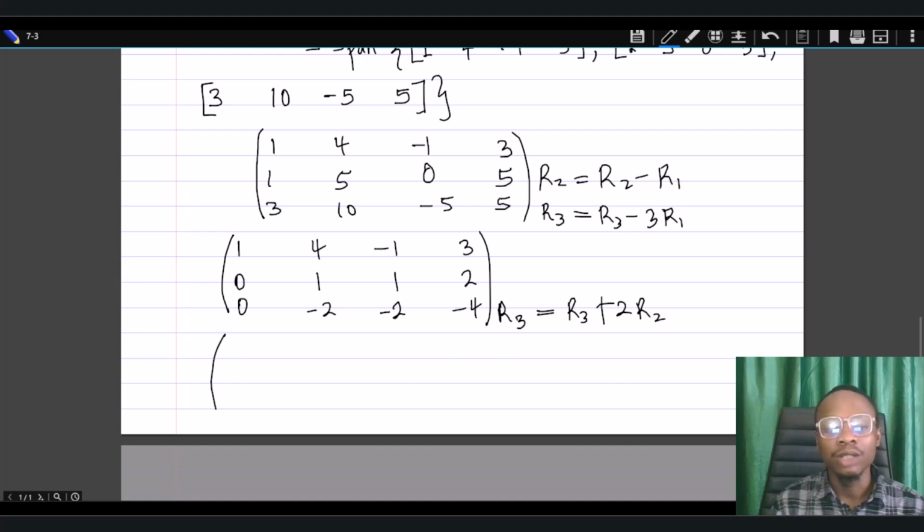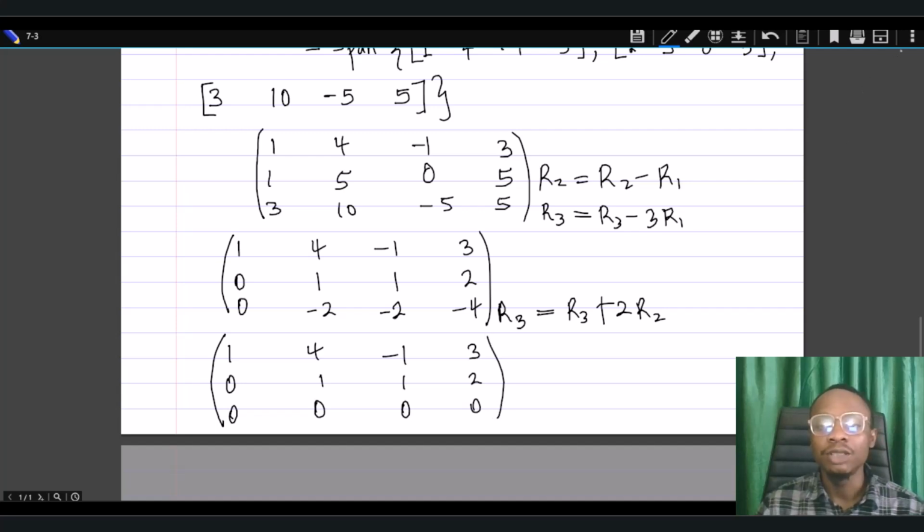And when we do that, what do we get? Nothing is happening to the first row, so that remains 1, 4, minus 1, 3. On the second row, nothing is happening: we have 0, 1, 1, and 2. Then on the third row, we have 0 plus 2 multiplying 0, that is 0. Minus 2 plus 2 multiplying 1, that is 0. Minus 4 plus 2 multiplying 2, that is 0. So with that, we are good to go.